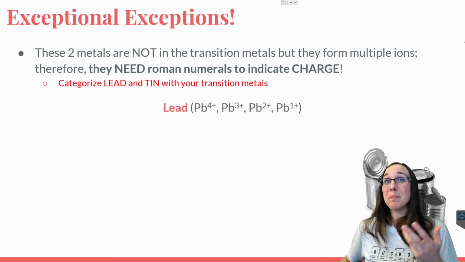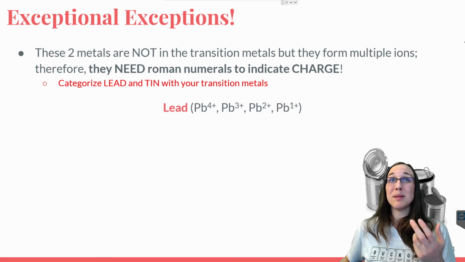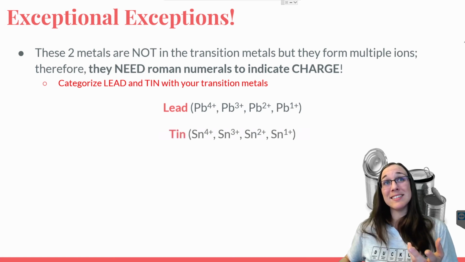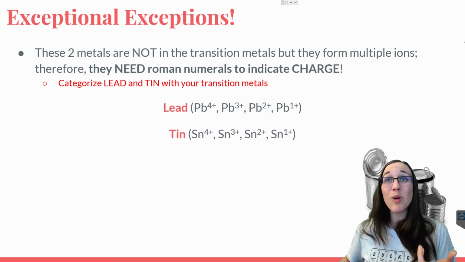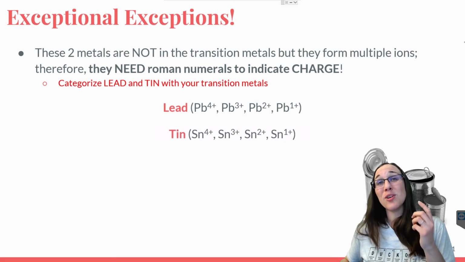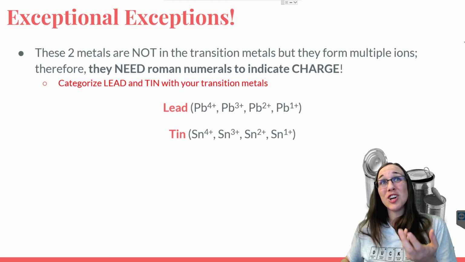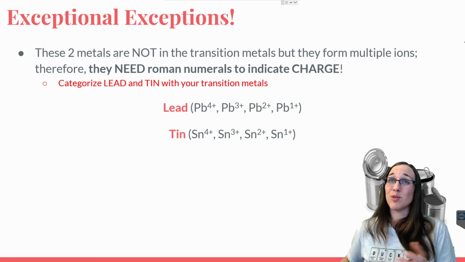So lead, Pb, can form +4, +3, +2, +1. It can transition that charge, and tin can do the same. Sn, +4, +3, +2, +1, can transition its charge. So keep in mind that for Pb and Sn, they can transition charge, and you do need to show Roman numerals for those guys too.